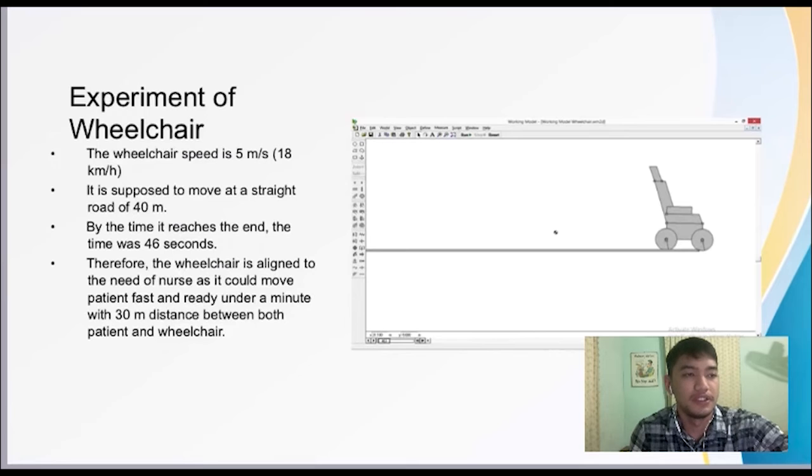So therefore the wheelchair is aligned to meet the needs of the nurse, as it could move the patient fast and be ready in under a minute with a 30-meter distance between both patient and wheelchair. So with this 30 meters, the wheelchair can go in below a minute for a 40-meter road. So I suggest that it is compatible with the needs of the nurse. So that is for my part. Thank you.